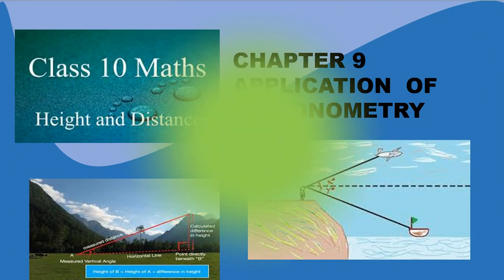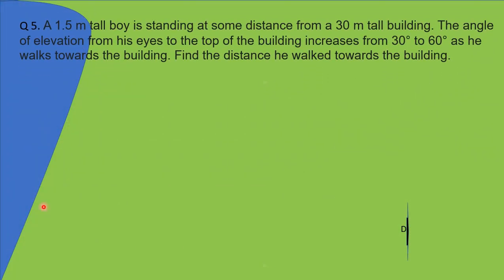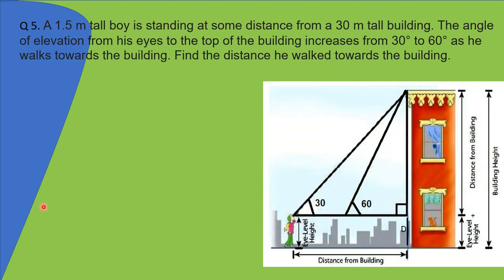So here it's question number 5. A 1.5 meter tall boy is standing at some distance from a 30 meter tall building. The angle of elevation from his eyes to the top of the building increases from 30 to 60 degrees as he walks towards the building. Find the distance he walked towards the building.